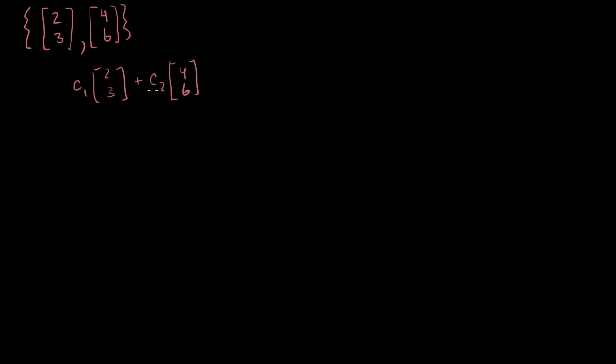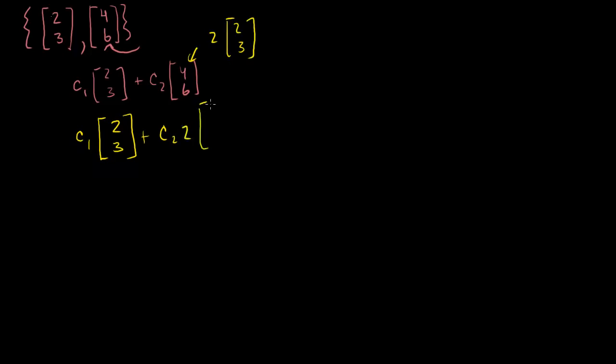Now, the first thing you might realize is that this vector 4, 6 is just 2 times the vector 2, 3. So I could rewrite it as c1 times the vector 2, 3 plus c2 times, instead of the vector 4, 6, 2 times the vector 2, 3, because this vector is just a multiple of that vector. So I could write c2 times 2 times 2, 3. I think you see that this is equivalent to 4, 6. 2 times 2 is 4. 2 times 3 is 6. Well, then we can simplify this a little bit.